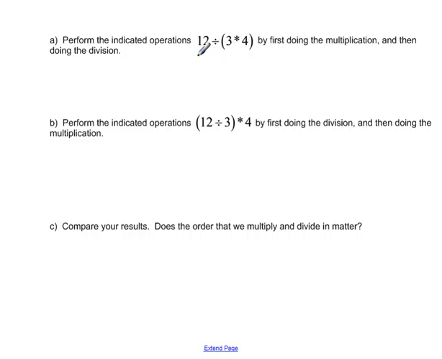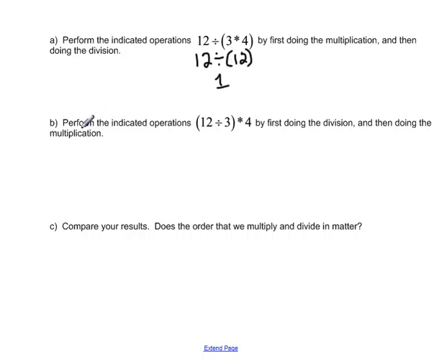So if we do that, we're going to end up with 12 divided by, and we know that 3 times 4 is 12. And so there we did the multiplication first, and now let's go ahead and do the division. 12 divided by 12 we know is 1.